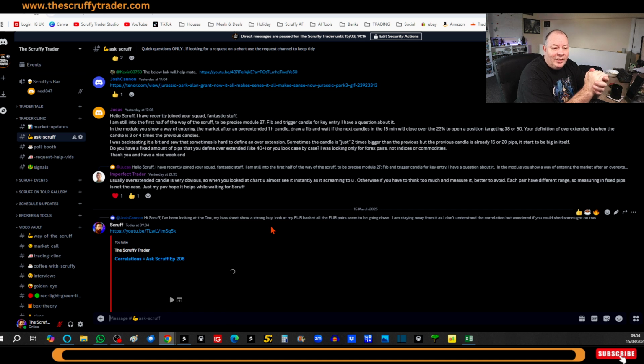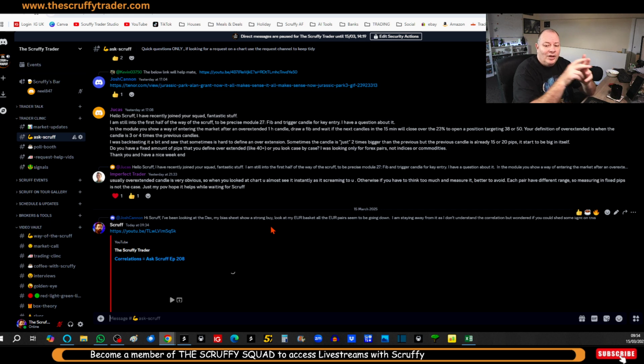And FIB, a tribe of key entry, and I have a question about it. In the module, you show a way of entering the market on an overextended candle: draw the FIB, wait for the next candle to close below the 23 or above it, depending on direction, to open up a targeting of 38 and 50. Yeah, standard FIB retracement. And your definition of overextended is when a candle is 3 to 4 times the previous. As I backtest, I sometimes find it hard to define the extension. Sometimes the candle's just 2 times bigger. And I was wondering, is it already 15, 20 pips to start? Do I have a fixed amount of pips, like 40?